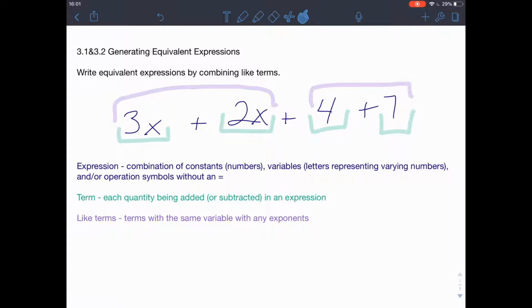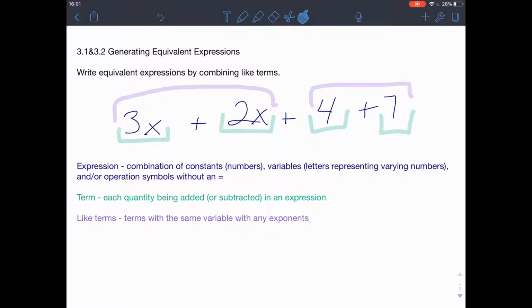Before we get started, we need to review some algebra terms that you may already know. An expression is a combination of constants, which are regular numbers, variables, which are often letters that represent a variety of numbers, and/or operation symbols without an equal sign. So for example, 3x plus 2x plus 4 plus 7 could all combine together to make an expression.